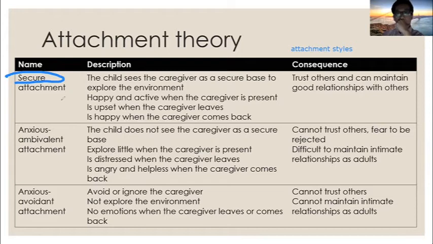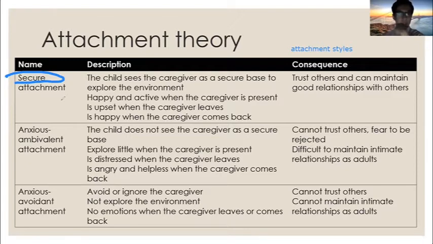So what's the consequence? When people have a secure attachment style with their caregiver when they are young, when they grow up, they can trust others because they built a sense of trust with the caregiver. In their mind, in their heart, there's a seed of trust. When they grow up, the seed of trust becomes fruits, so they can trust others. They can maintain good relationships with others because all those relationships are the copies of the first relationship with the caregiver. So the secure attachment is really important for everybody to build good relationships with others when they grow up.